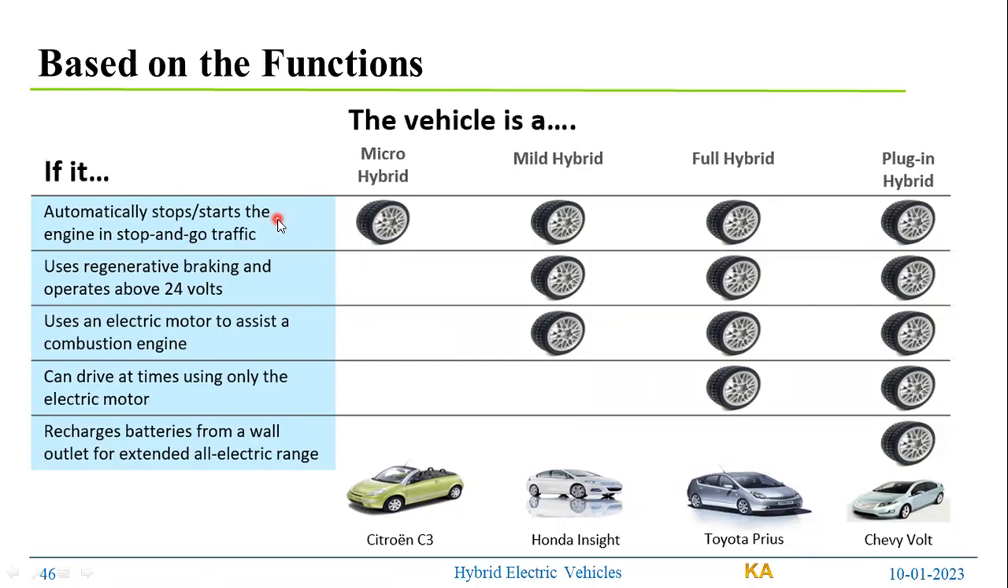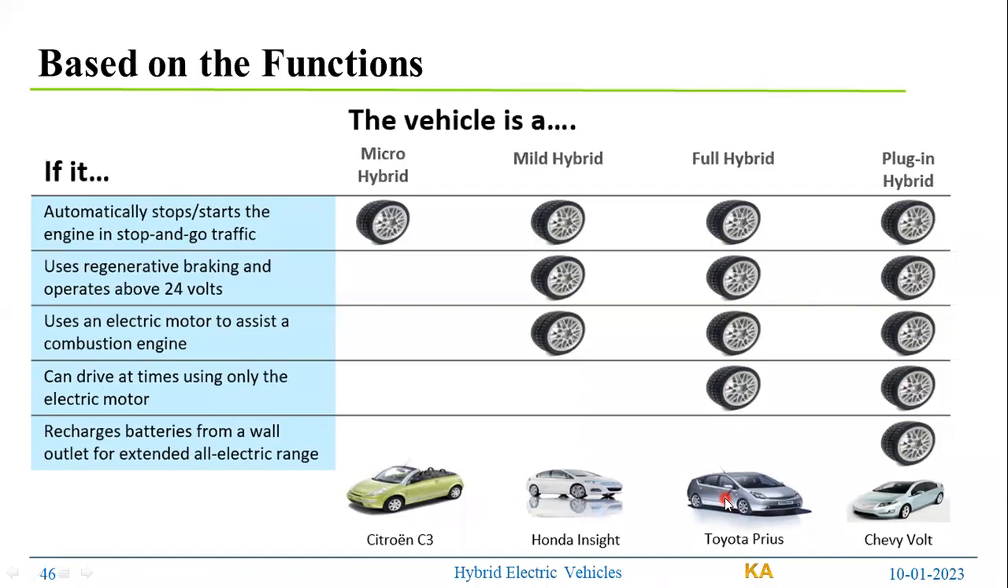Along with start-stop, regenerative braking and electric-only assist, if you have electric propulsion, meaning the car can drive for some time using only the electric motor, then you can classify the vehicle as a full hybrid vehicle. As I said earlier, the old Toyota Prius is classified as a full hybrid. The very recently released Toyota Prius is a plug-in hybrid.